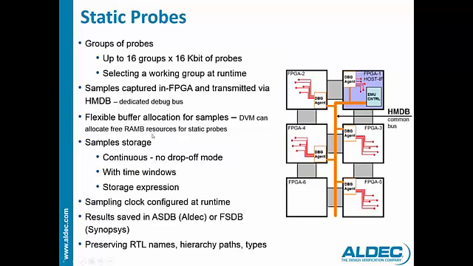There are a few ways that we can store the samples. There's a continuous node drop-off mode. This is where samples are captured on every clock and stored in a local buffer. If the buffer becomes full, then the debug agent requests to halt the emulation in order to flush the buffer. So this can cause the emulation to be slowed down, and obviously stop the clocks.